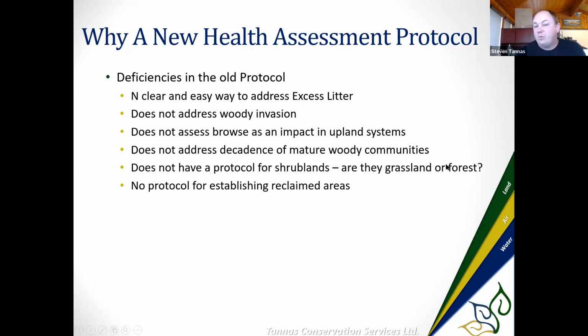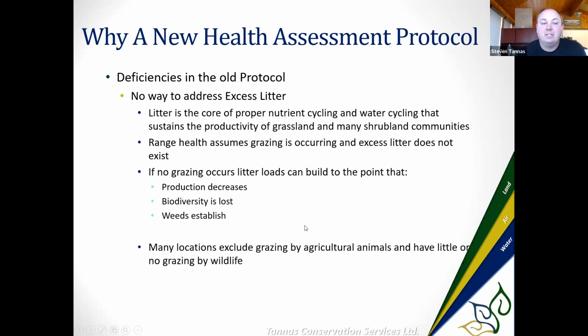We do not have a protocol for shrublands. Are they a grassland or a forest? What do you do? So if you've got some willow groves, or if you have an Elaeagnus stand, there's a number of different ones. Some of them are more grassland, some of them are more forest. What do we do and how should we assess them? So I came up with a shrubland assessment.